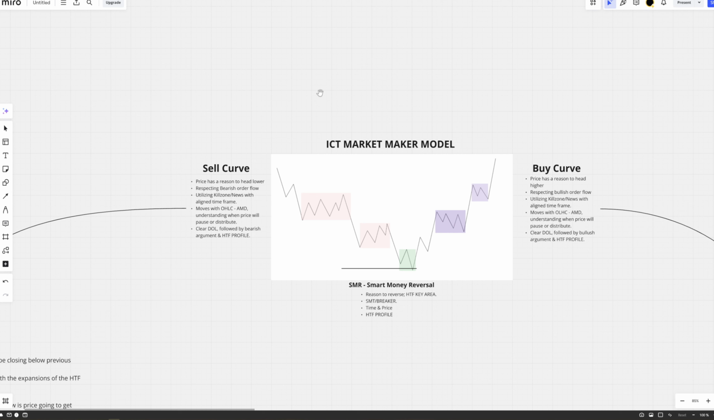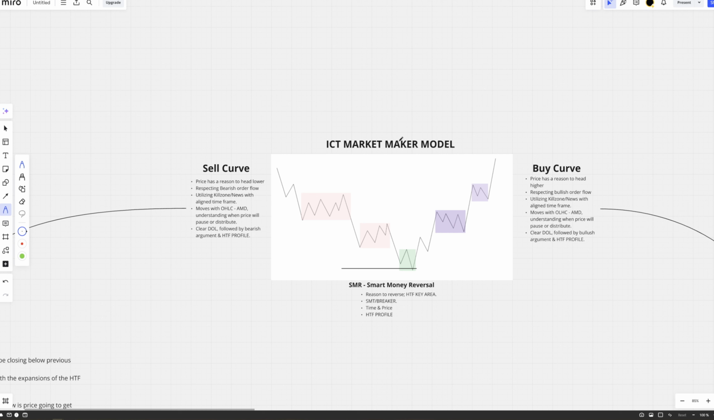Take some notes. A smart person always learns hard rather than harder. So take some notes while you're watching it. You might learn something. Just be proactive. ICT market maker model.